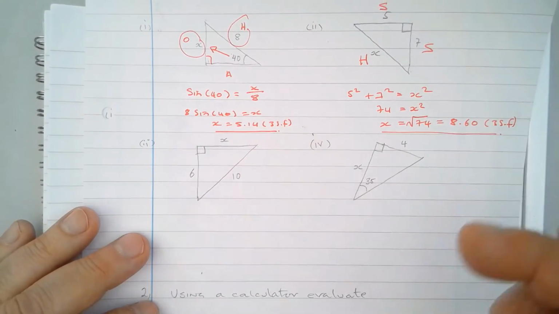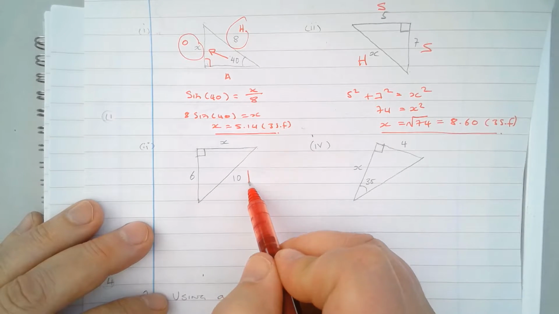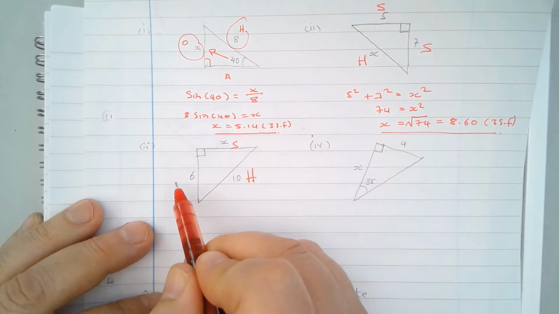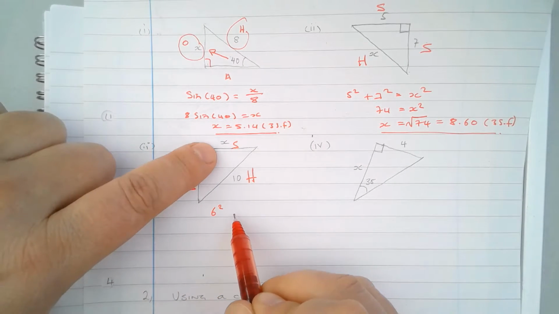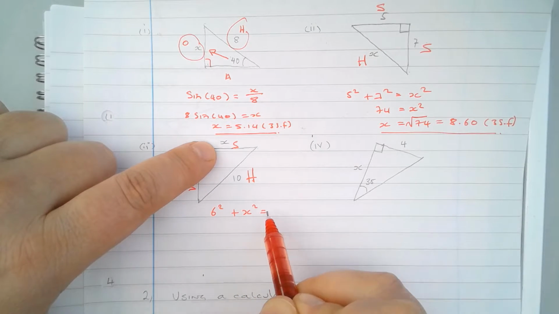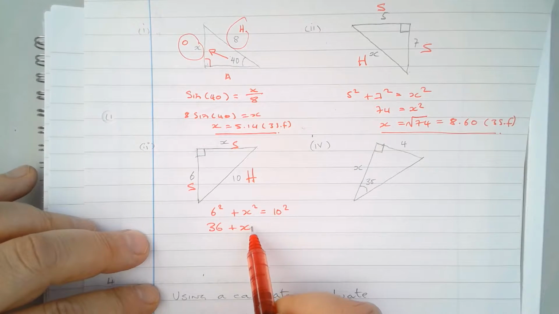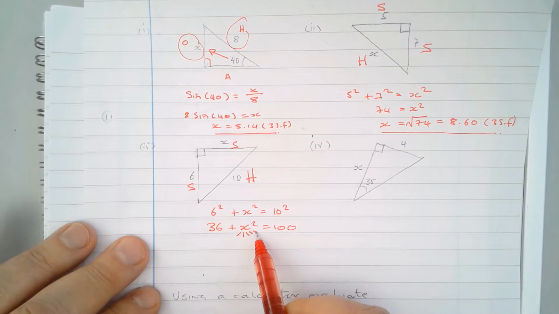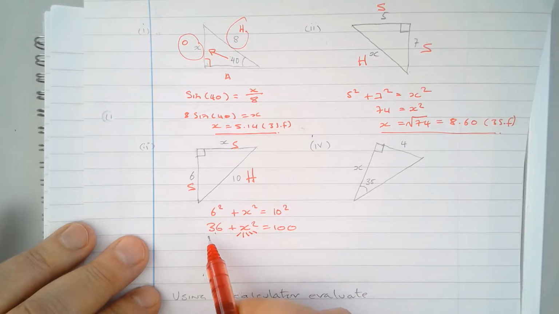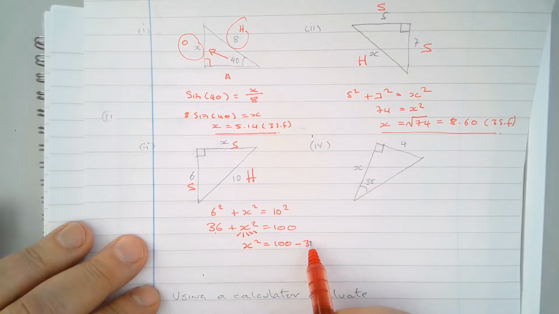The next bit, again, no angle, so it must be Pythagoras. The hypotenuse is easy to label. I'm going to put S here for short, S here for short, so I've got a short side squared plus a short side squared equal to a hypotenuse squared. That gives you 36 plus x squared equals 100, and I'm trying to get x by himself. It's plus 36, so I'm going to move it over to the other side, making 100 minus 36.